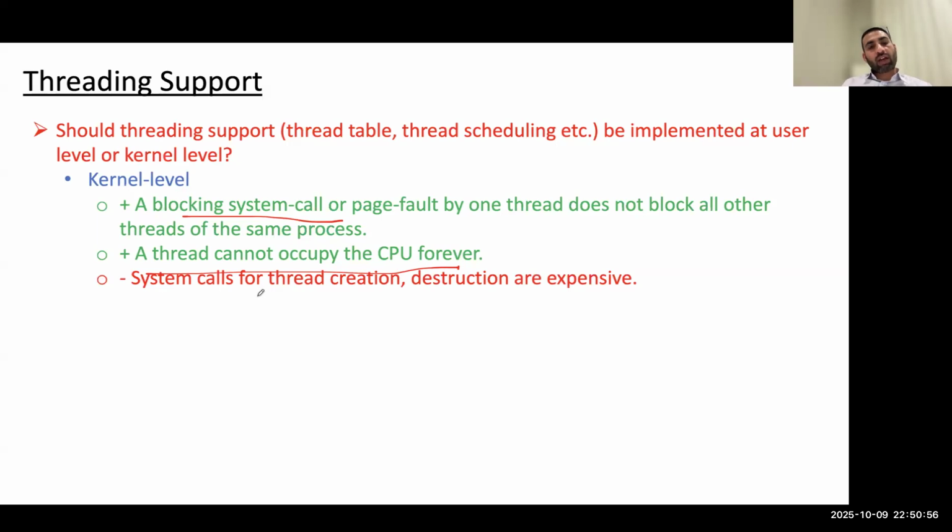However, the problem is that when you implement the threading support at the kernel level, you need to make a system call every time you want to create a new thread, or destroy or terminate an existing thread. And these system calls are expensive. This is different from the user level implementation, where you don't need any intervention, or any system call for thread creation or destruction.